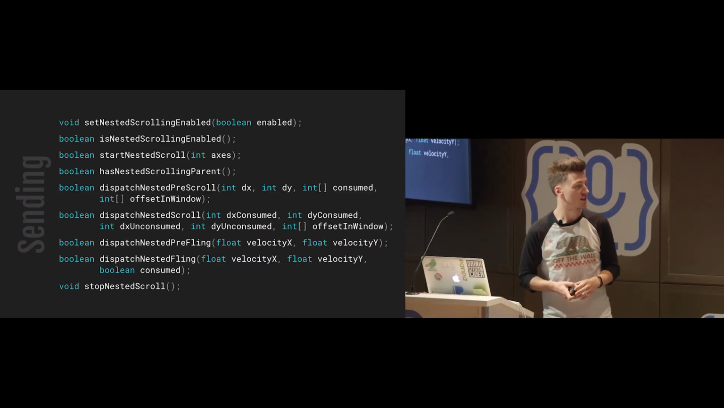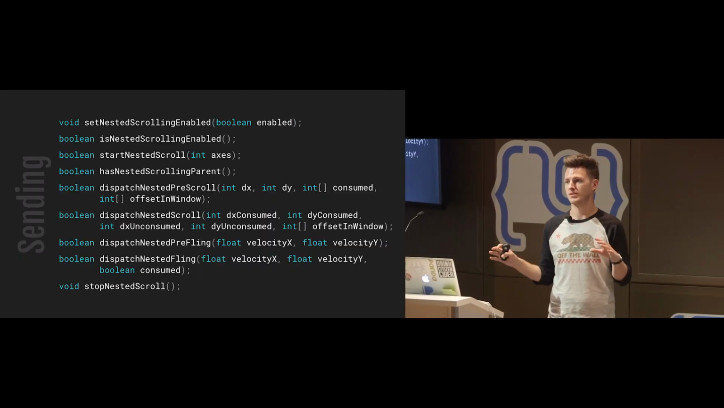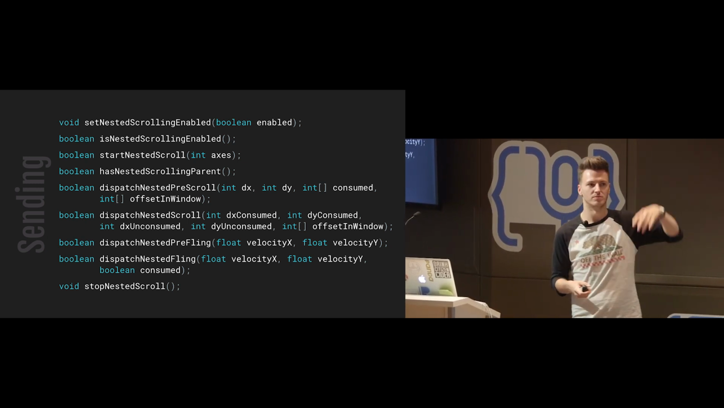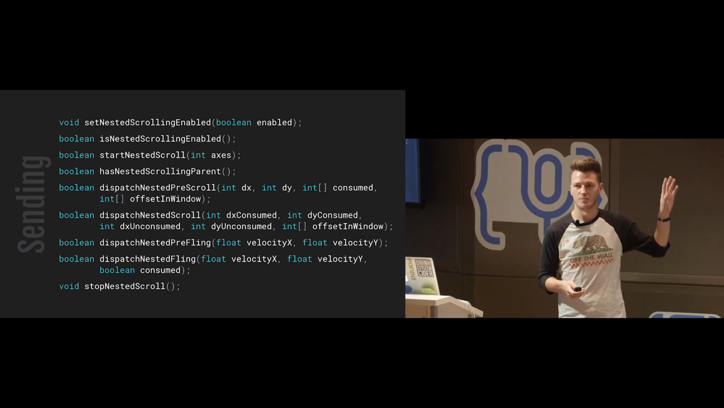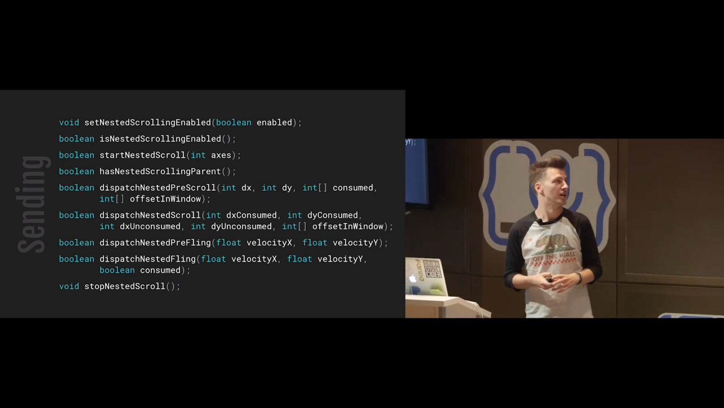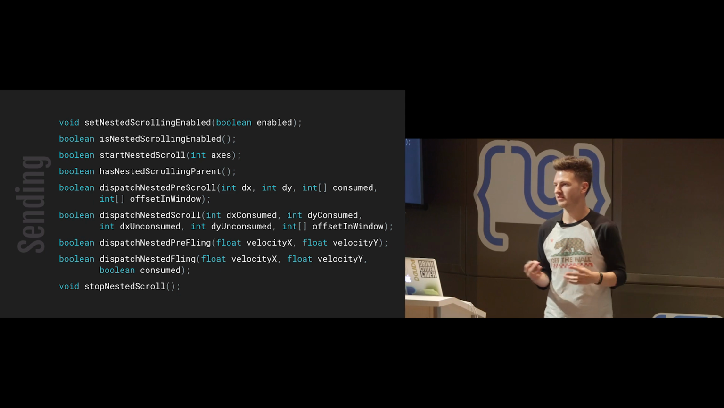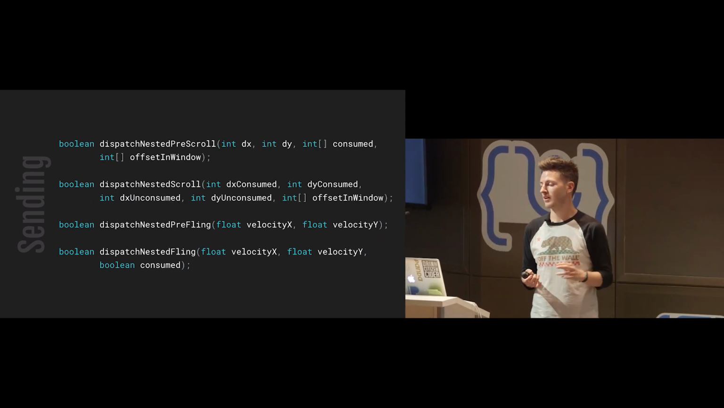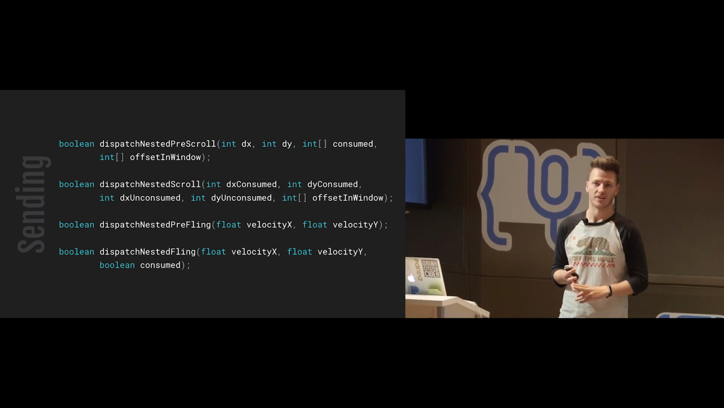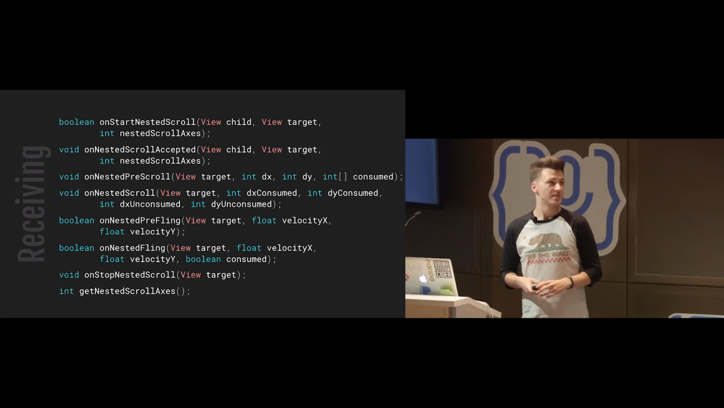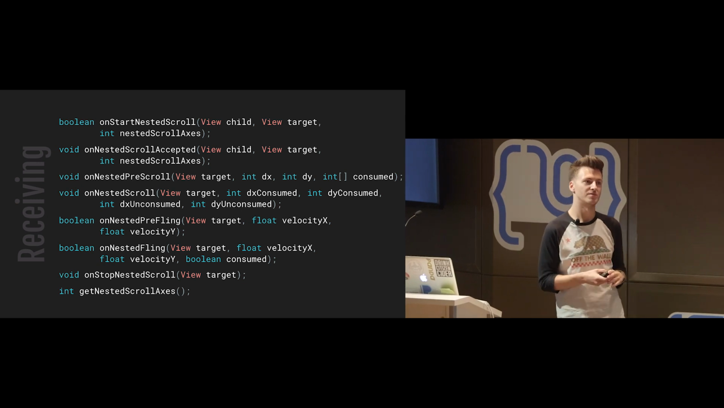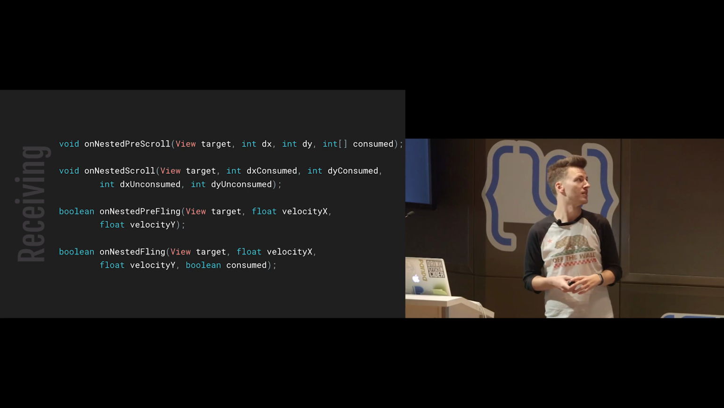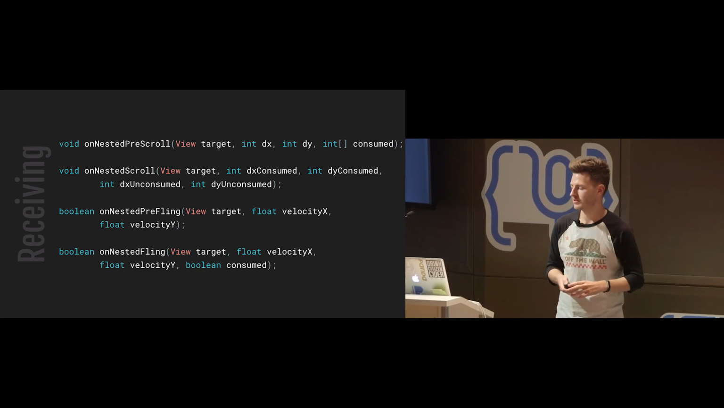So here's the API. I like to think of it in two separate ways. There's the sending side and the receiving side. The sending side is the thing which is scrolling, and the receiving side is the parent up in the view hierarchy. There's a lot of methods there. I'm not going to go through them all. There's a lot of utility methods, getters, setters, whatever they are. The four important methods to know are these four: pre-scroll, scroll, pre-fling, fling. And then there's the receiving side, which reacts to those sending. Again, lots of methods. The four you should care about are these four, the receiving side counterparts of the ones I've just mentioned.